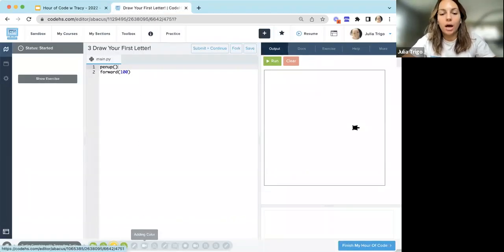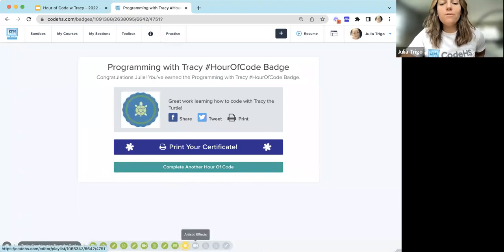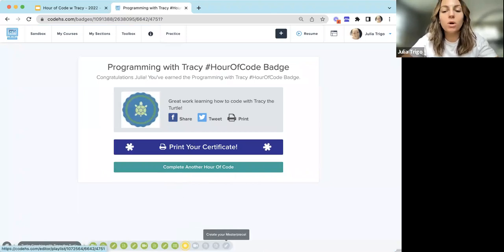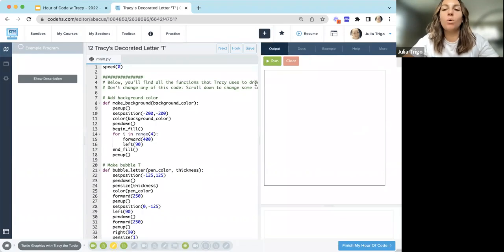So I wanted to show you how you can continue working through our Hour of Code. At the bottom, you'll learn how to add color at this video, and you'll get your badge at this stage. You'll get a certificate for completing your Hour of Code. If you see, there are still some more activities after here. There are some really cool things that you can do with our turtle to make even more intense programs.